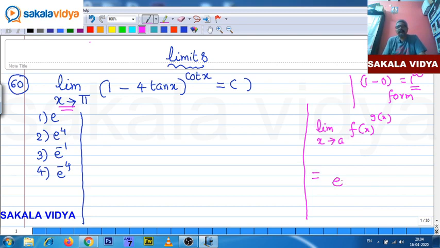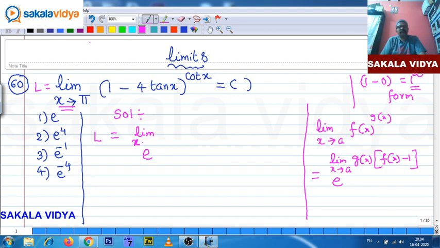This we can write as e raised to limit x extends to a, g of x multiplied by f of x minus 1. So now we need to apply this solution. Say required limit is L, this value L equals the limit of this one. Here e to the power of limit x extends to pi, cot x into g of x, which is cot x into 1 minus 4 tan x, this is f of x minus 1 you need to do.